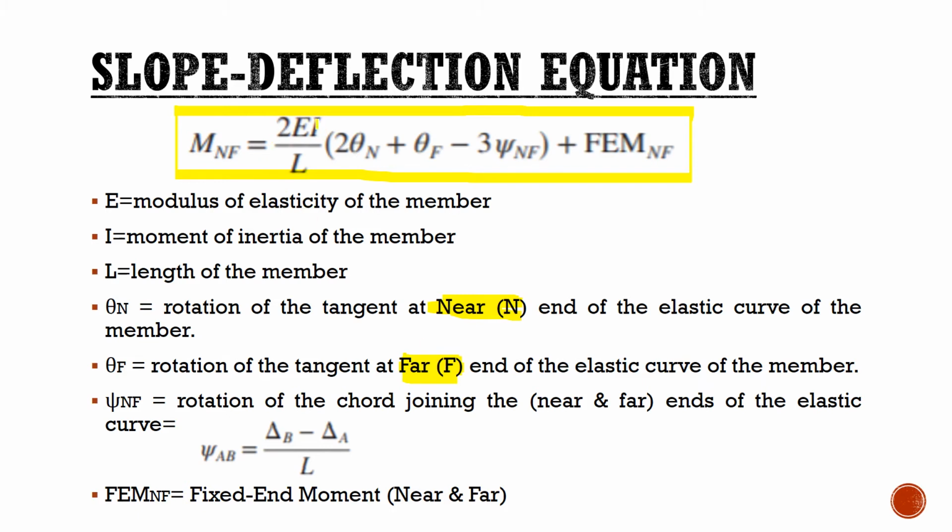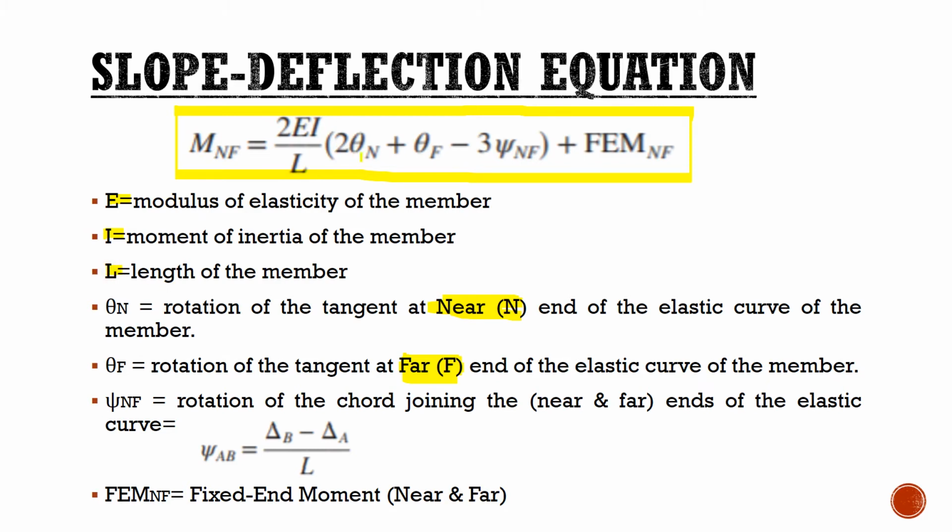Then 2EI over L. The 2 is a constant. E is the modulus of elasticity, and I is the moment of inertia of the member. This will vary depending on the given: I, 2I, or 3I. Then L is the length of the member or the segment.